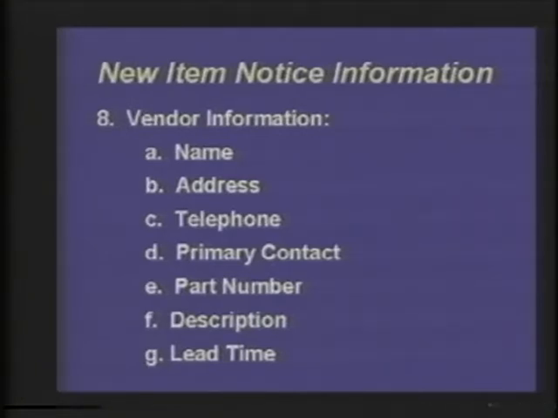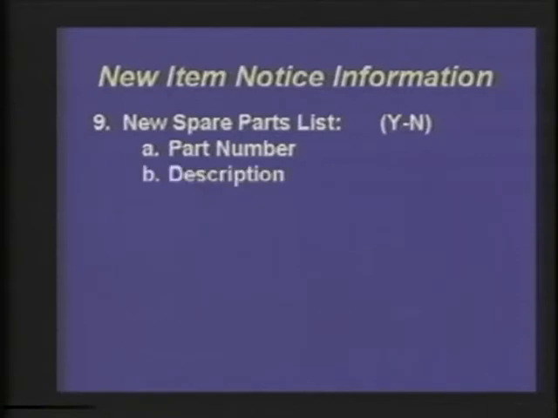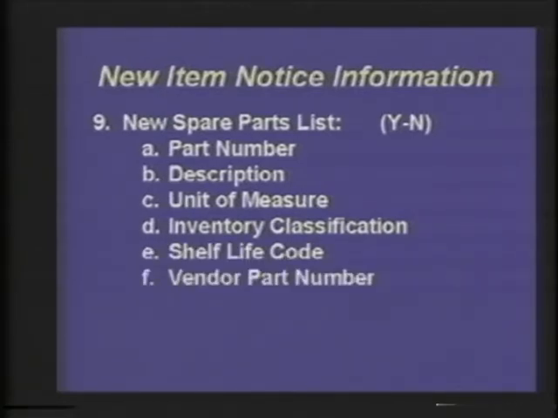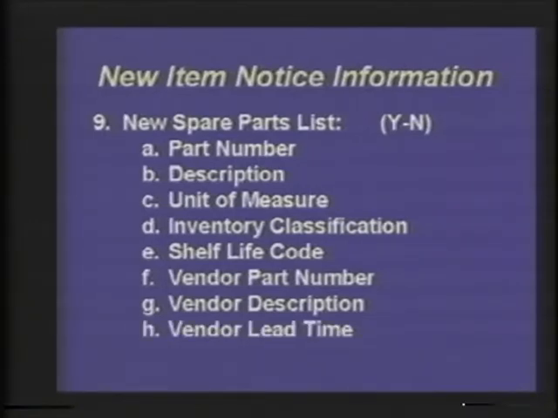Item 9 is the new spare part listing, which would include for a new asset all of the spare parts, their description, the unit of measure, the inventory class code, the shelf life code, the vendor part number, the vendor description, the vendor lead time, and the item revision number.